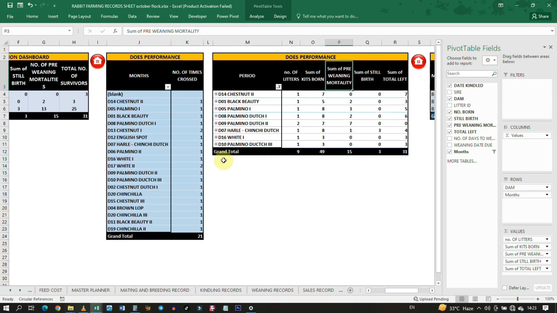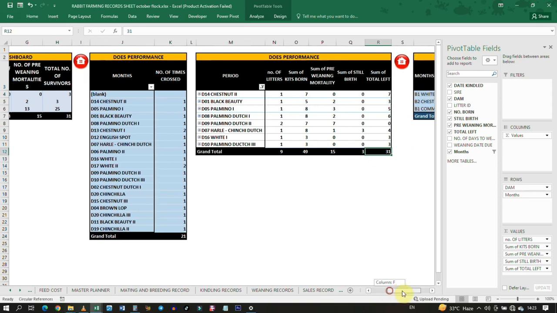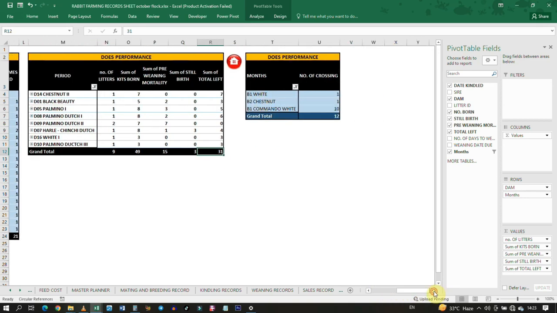So in summary, you can see here that I've had 9 births, out of which 49 have been born, and then mortality was 15, 3 were stillbirths, and I'm left with 31, which is bad. Okay, I have some explanations which I'm not going to do here.